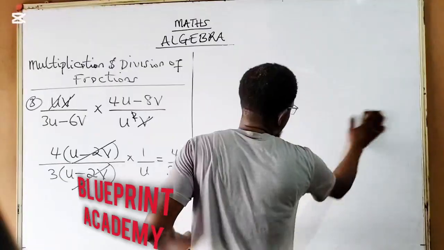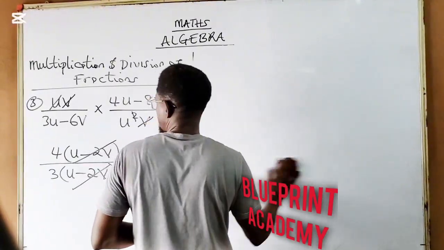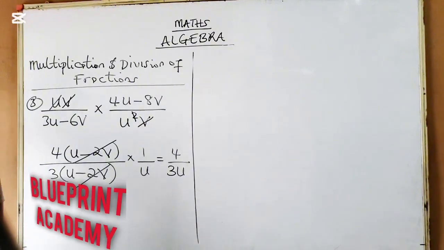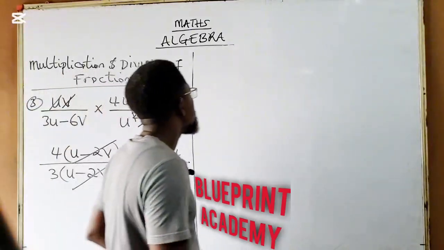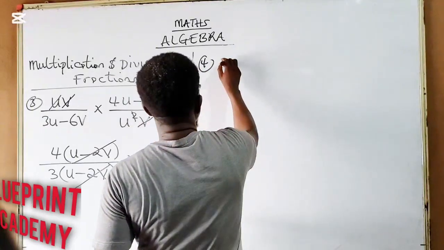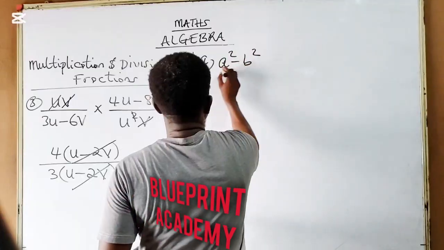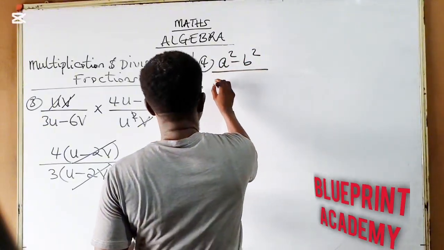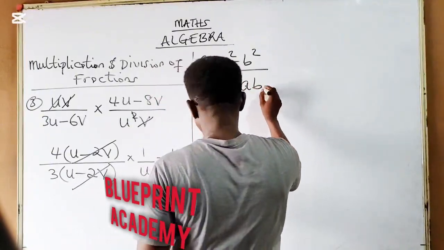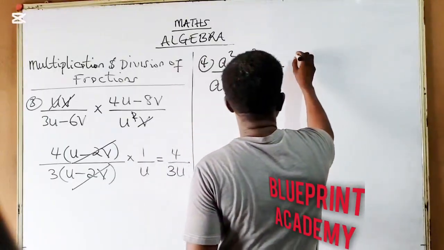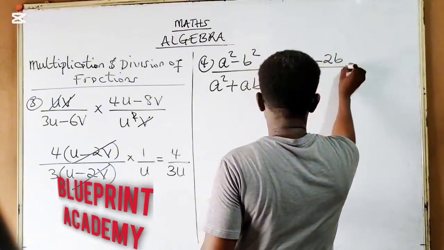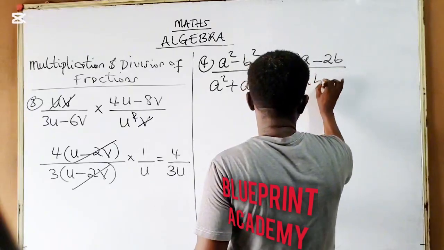So now let's take a look at another example. Let's see example 4. Now for example 4 we have a square minus b square, all over a square plus ab, divided by 2a minus 2b all over ab.